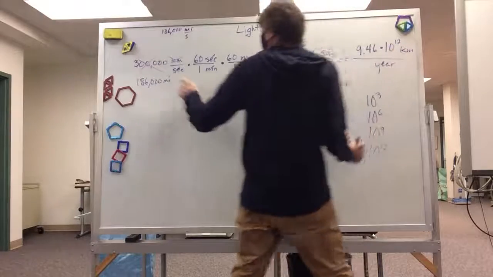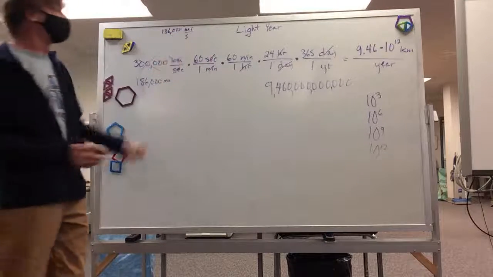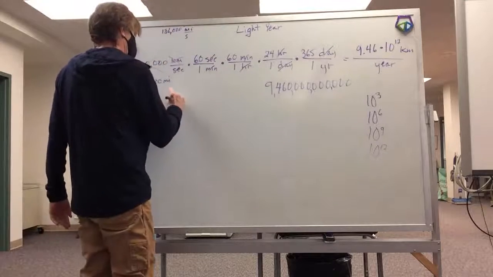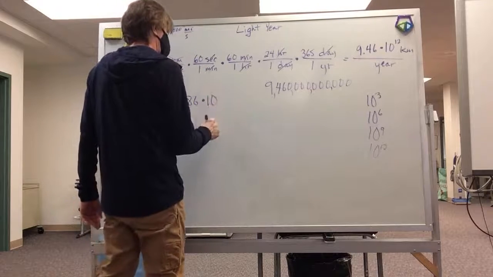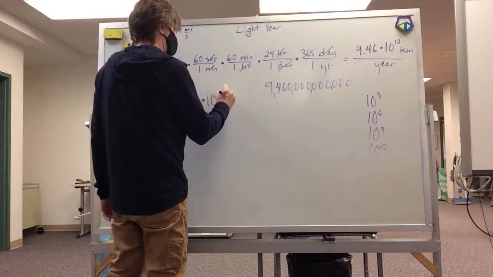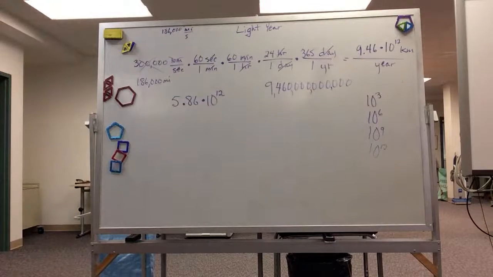Multiply 186,000 times 60 times 60 times 24 times 365 equals? 5.8656696. Okay, I just want this right here. And that's 10 to the 12th power again. So it's about 6 trillion miles that light travels in 1 year. 6 trillion.